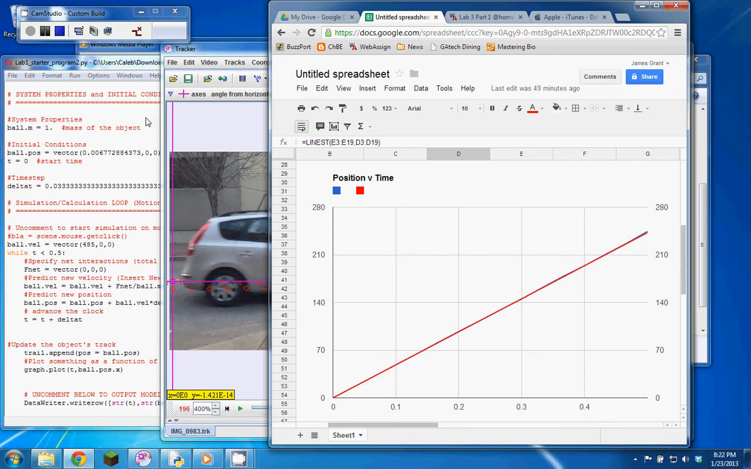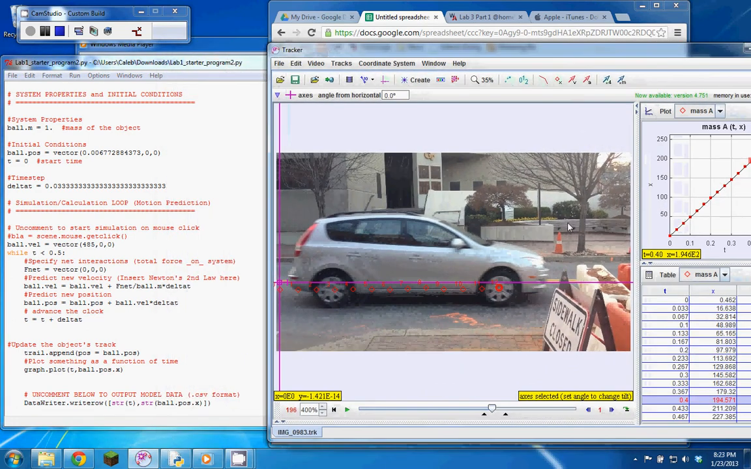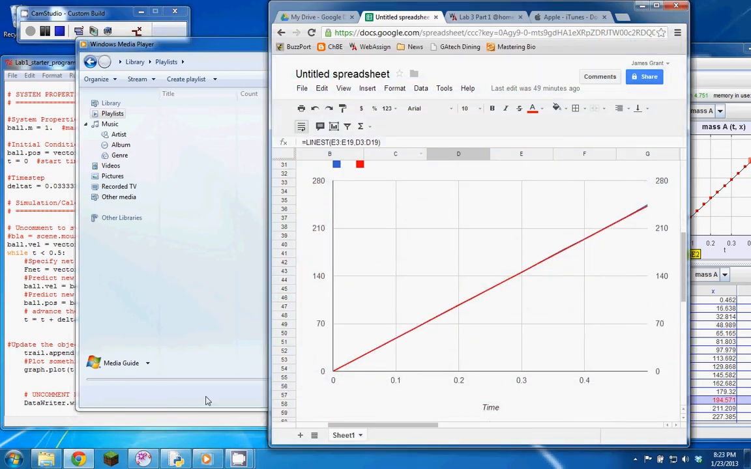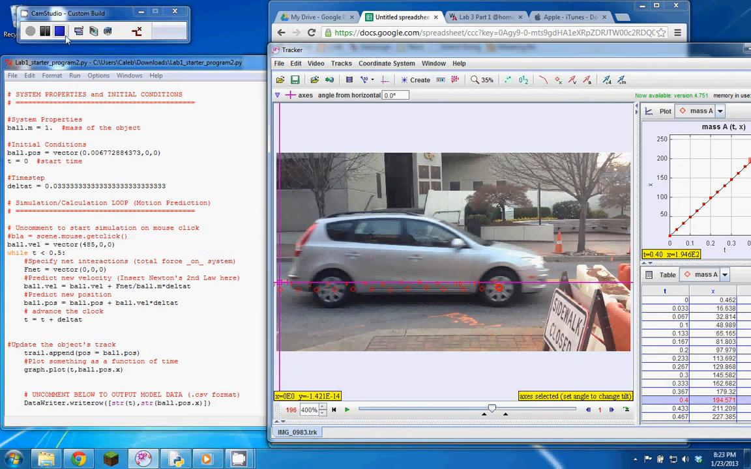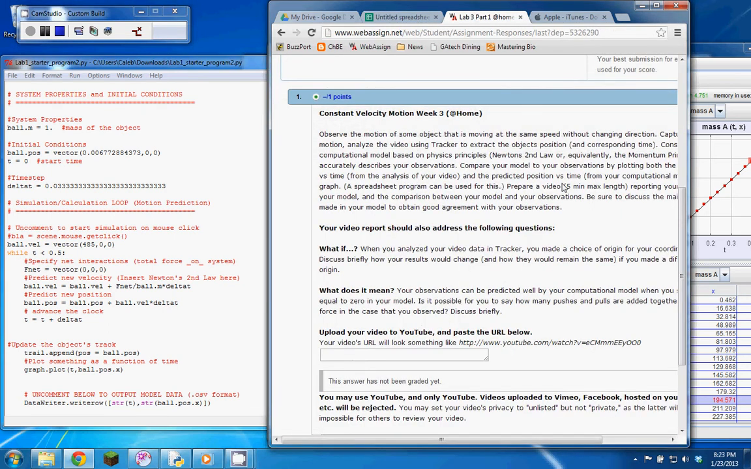So as we can see, the model correctly predicts the actual motion of the car, and their graphs are identical over the time, and the position of the origin does not matter. So that's pretty much it. Anything else? Yeah, I mean, the model matches the recorded observations.